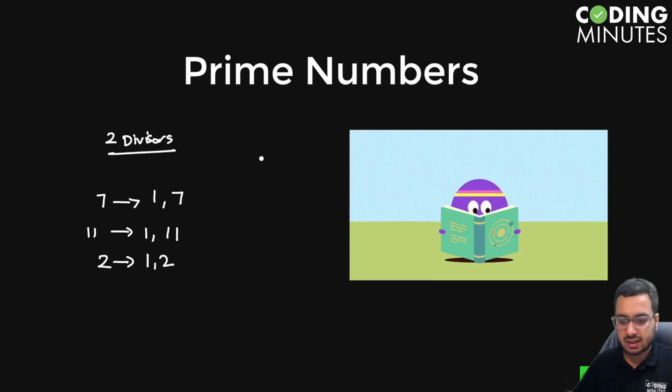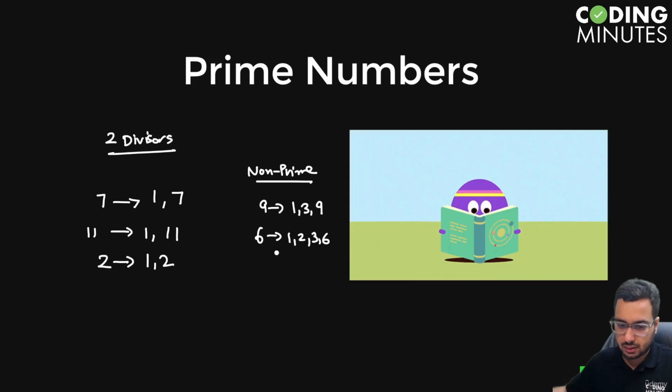What are examples of non-prime numbers? Let's talk about number 9. 9 has 1, 3 and 9 as its divisors. What about number 6? It has 1, 2, 3 and 6. So all of these numbers are not prime, whereas 2, 7, 11, 5 are examples of primes.